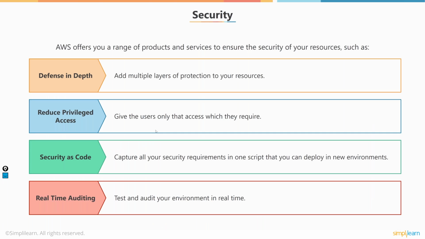Security. AWS provides multiple security layers available to you, and some of them are as follows. Defense in depth allows you to add multiple layers of protection to your resources. It's entirely up to you how you're going to arrange your security. AWS gives you tools, and you use your tools in the way it suits you and your business. There are multiple different approaches. I cannot tell you which one is the best, because it all depends on the application itself.